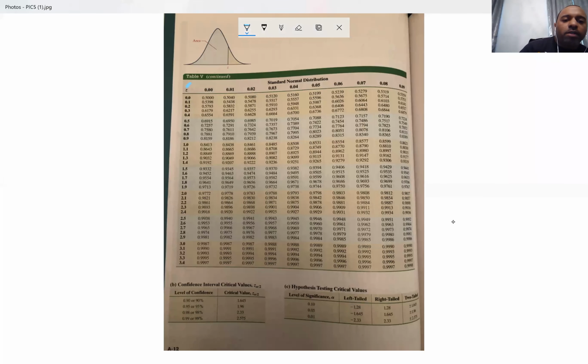All right, so now see my column over here is positive. So I would look for 1.2. Let's see if I can magnify it. Oh, it won't let me. Okay. So we have 1.2 right here and 0.03 up here. And where they meet is the value I'm going to pull from the chart. And that's 0.8907.